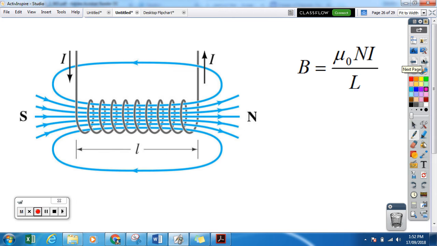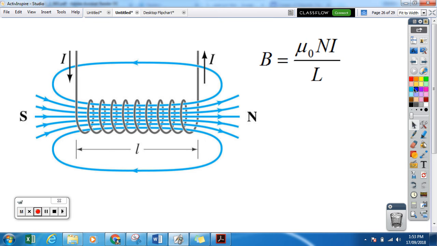Okay? So as a result, using Ampere's law, we know from Ampere's law from last time that B equals mu naught I on 2 pi r. This is the magnetic field around a straight conductor. But if we combine a whole lot of I's and a whole lot of circles together, we get this expression up here. Now, what are these values here?